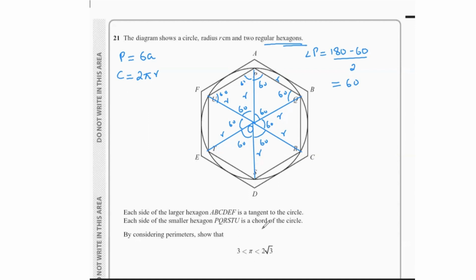So for the small hexagon, the perimeter of PQRSTU is going to be 6 times R, because the length is R for this hexagon. Okay, so right now we have the formula for the circumference. We have the perimeter for the smaller hexagon. Now for the large hexagon, I'm going to erase all of this.